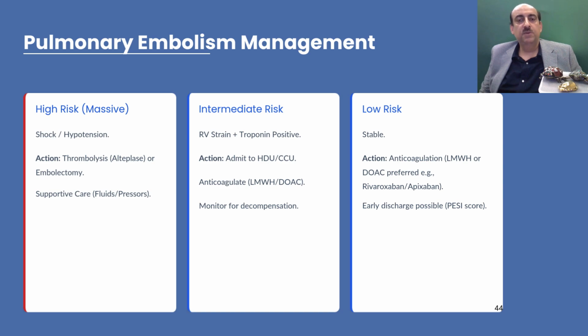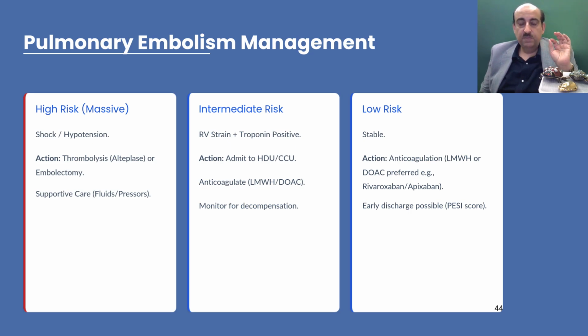Similarly, in acute pulmonary embolism, from a management point of view, please remember the ABCDE approach and the OMIV. I'm just going to discuss the specific points. So if it's a high risk or massive PE suggested by shock or hypotension, then the immediate treatment would be thrombolysis, either alteplase or mechanical embolectomy, and supportive care with fluids and ICU care is usually needed.